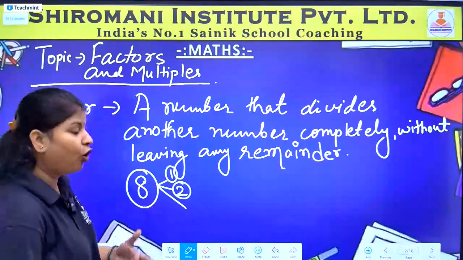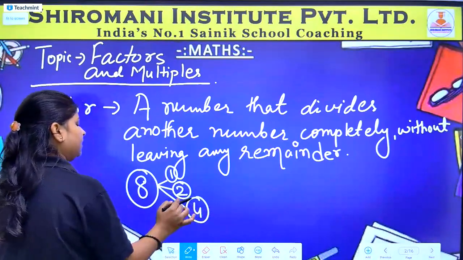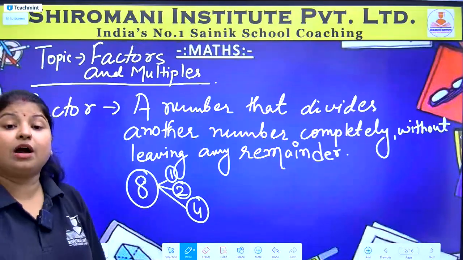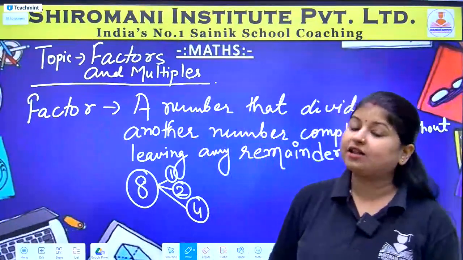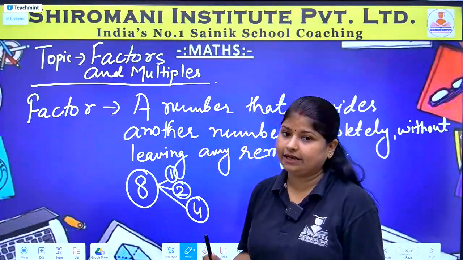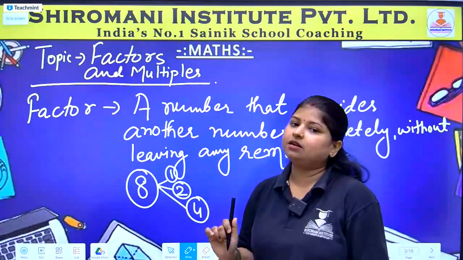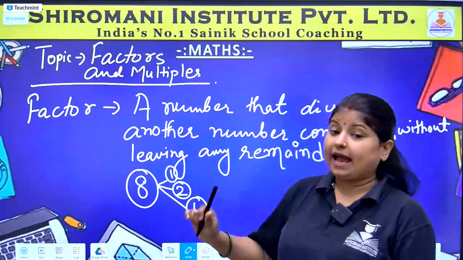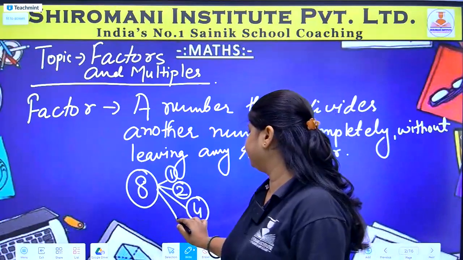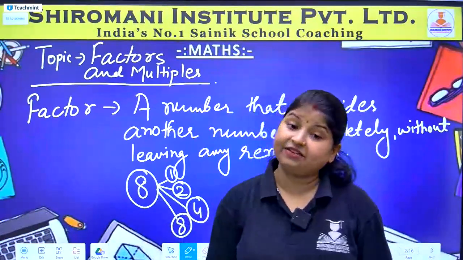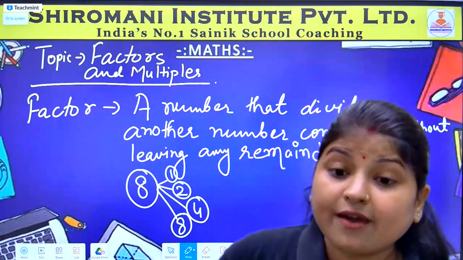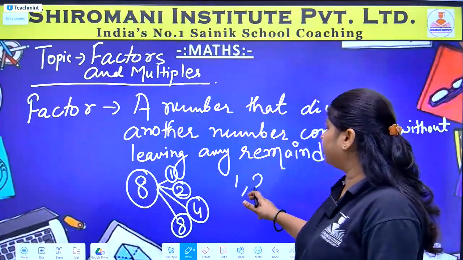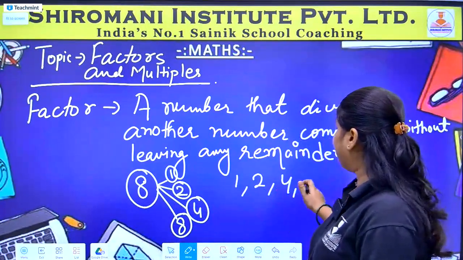If I talk about 4, yes, 4 can also divide 8. 4 times 2 is 8. Now coming to 6. 6 cannot divide 8 completely. It will have a remainder. Then coming to 7. 7 can also not divide 8 completely. And then I have 8. 8 can divide 8 completely. So if I talk about the factors of 8, the factors of 8 would be what? 1, 2, 4 and 8.